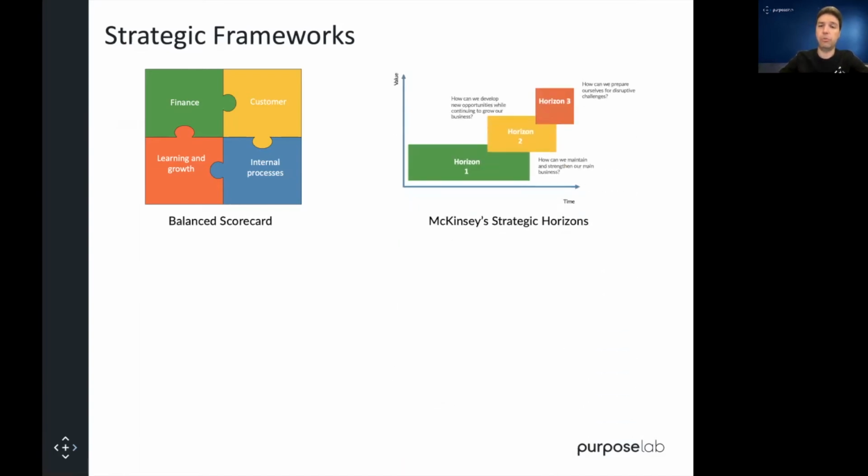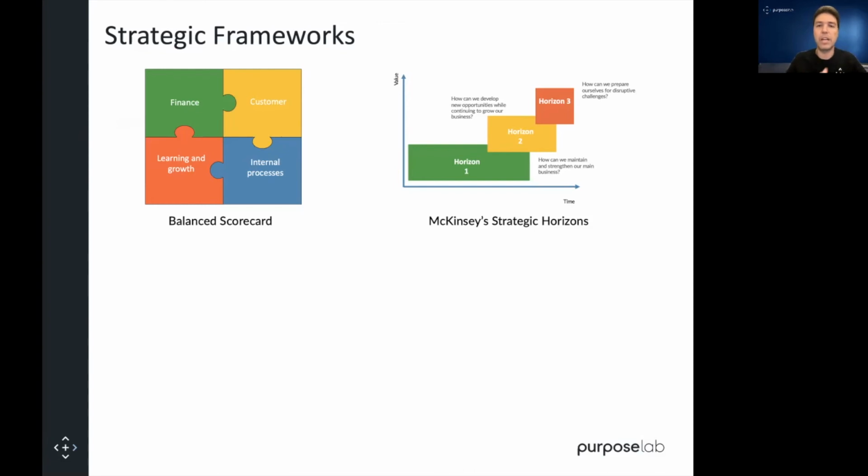Now, there's a different approach, and this was put forward by McKinsey, and it's called the McKinsey Strategic Horizon. And the focus here is not so much on functional areas, but a little bit more in terms of where are we playing and what type of products and services we are offering in terms of time and the ambience that we're living within the organization.